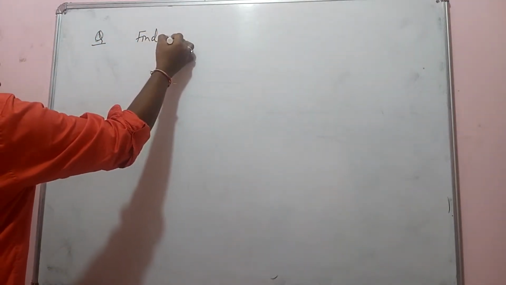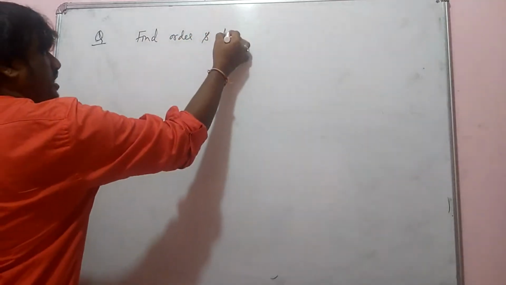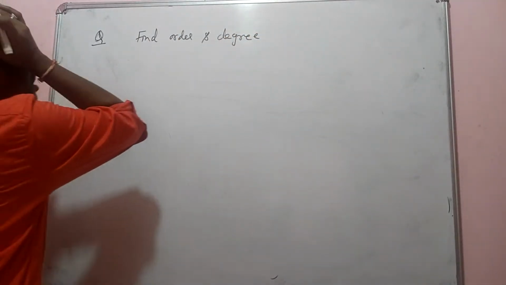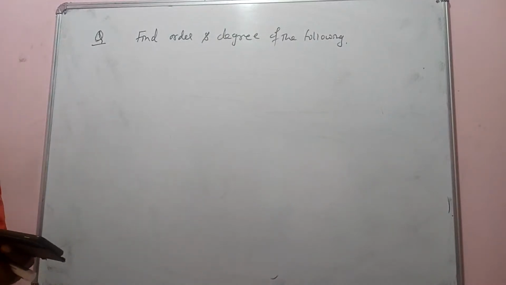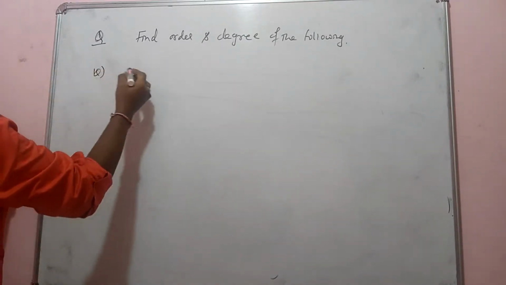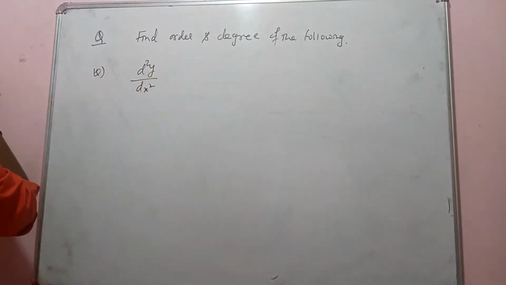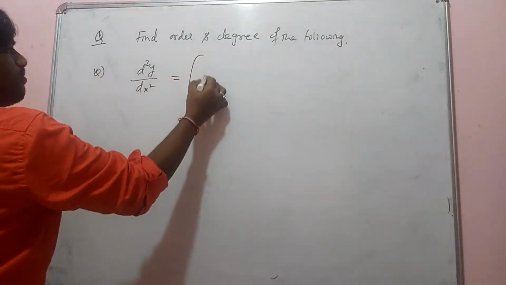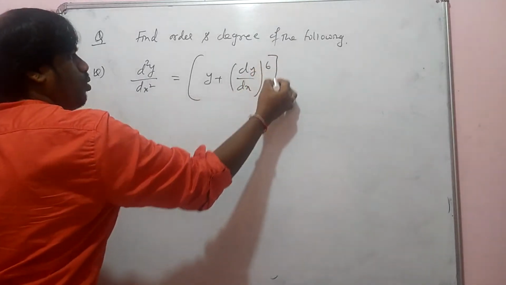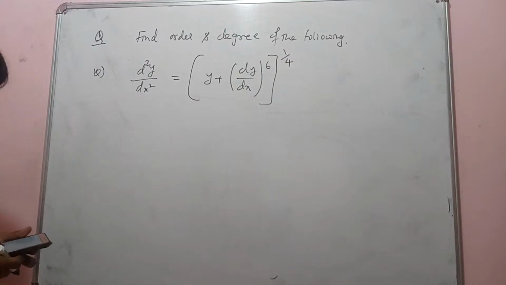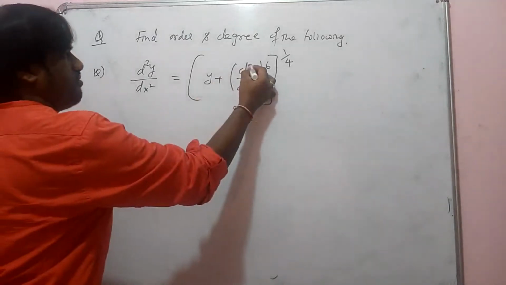Find order and degree of the following. So I made you understand what order and degree are. Now I am going to explain the problems based on this. The first question we are discussing now is d2y by dx square equal to (y plus (dy by dx) to the power of 6) whole to the power of 1 by 4, and it is asking to find the order and degree of this differential equation.